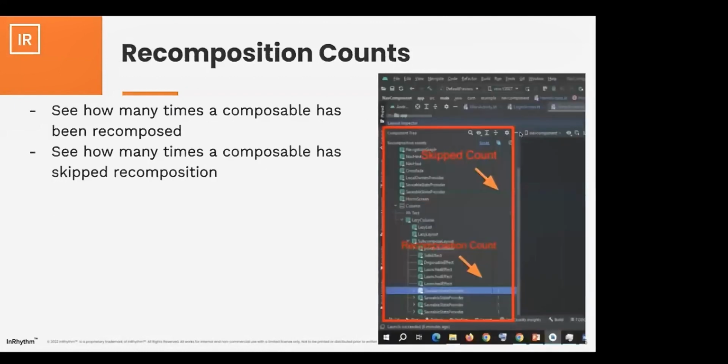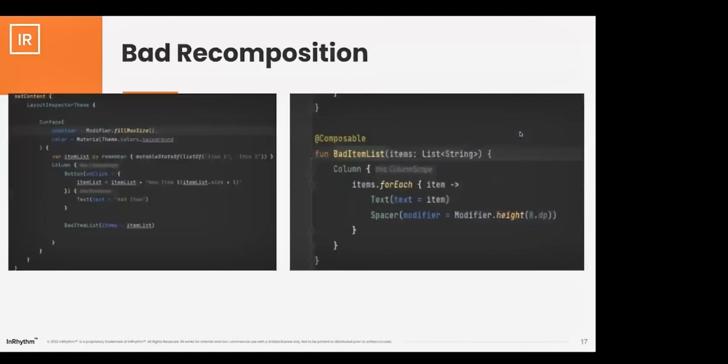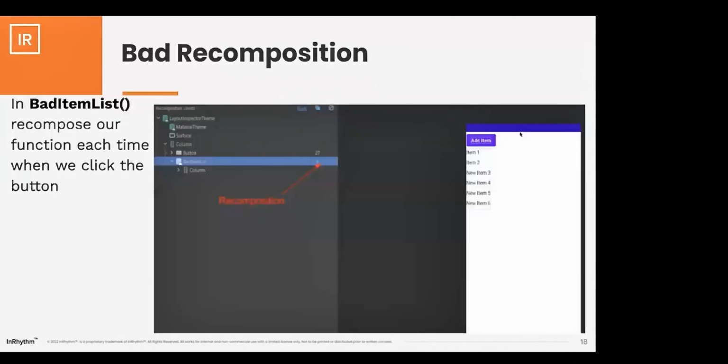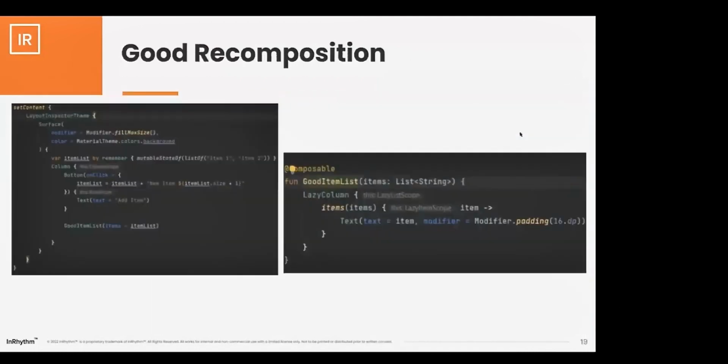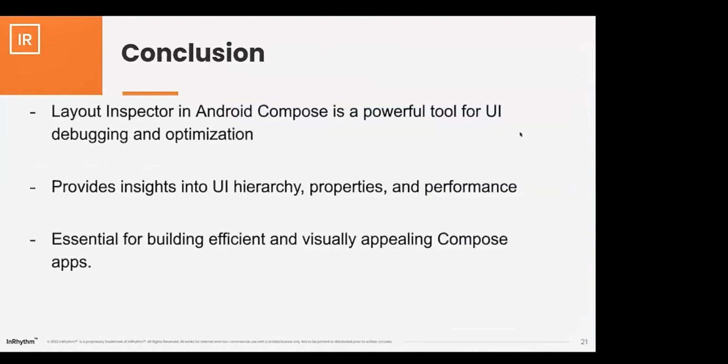And the last thing I want to talk about is the recomposition counts. The layout inspector tells us when a specific composable has been recomposed, and it gives us a number about how many times exactly it's been recomposed. And it also shows us how many times a composable has been skipped in recomposition. And I'll show that a little later in Android Studio. And I won't get into this now, but I'll show an example of good recomposition and bad recomposition in Android Studio itself. So let's just dive into it right now.